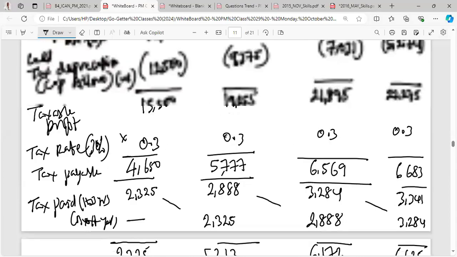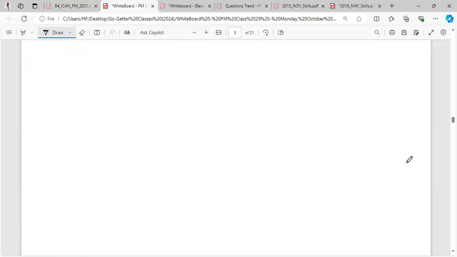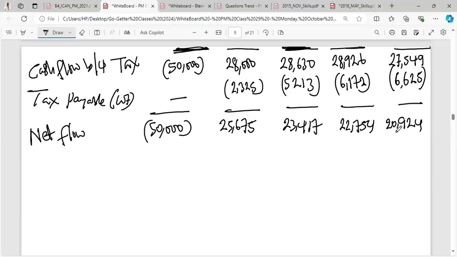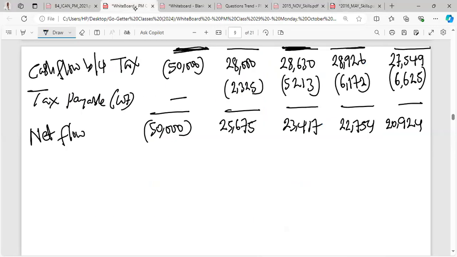Now we have not finished. This is a net flow. And that's an interesting figure, net flow. Now we've used everything. They said the board of directors has agreed to use a 12% post-tax discount rate to evaluate the project or the investment. So this is post-tax, because this was cash flow before tax.